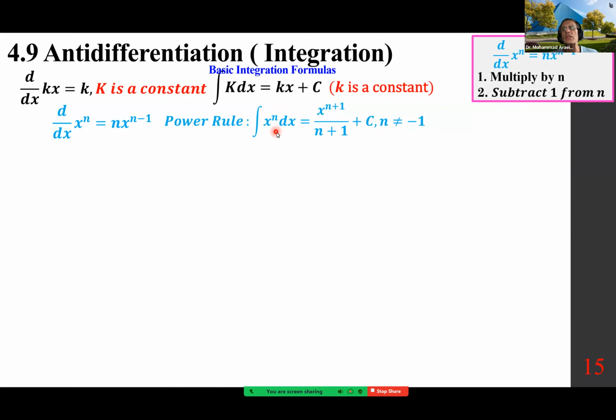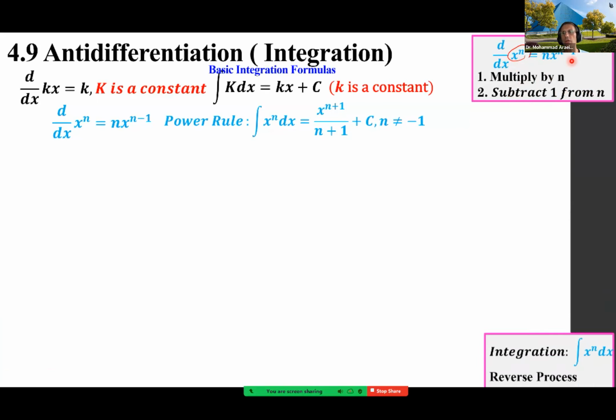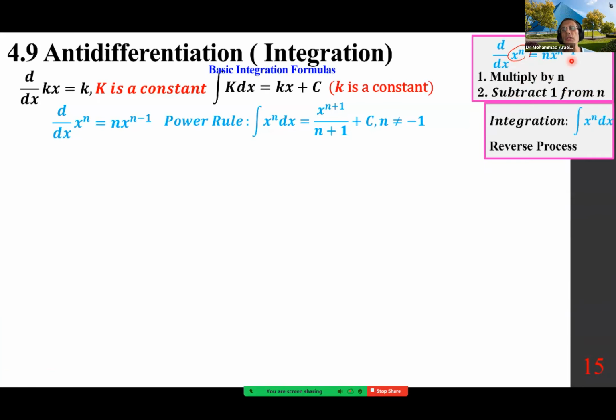As far as the process, if you look at x to the power of n, when you want to differentiate x to the power of n, the process is that you multiply it by n and you subtract 1 from the exponent n. Now, for integration, we do the reverse process in that order. Instead of subtraction, we're going to add 1 to n. And then instead of multiplication, we're going to divide by n plus 1. And that gives rise to this answer.